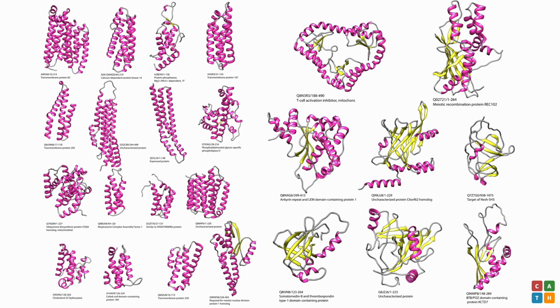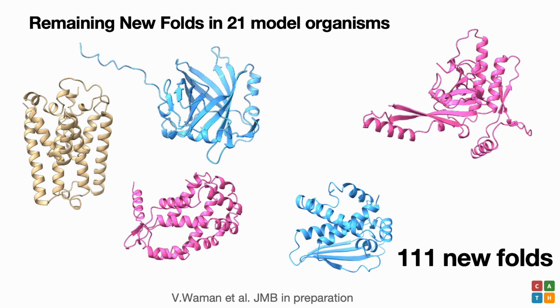Since that data release, we also focused on curating all the rest of these clusters that we identified that couldn't enter CATH in the past. In this case, these are all the remaining ones that didn't have a human relative. By doing so, we identified some more, bringing the total to 111 new folds.